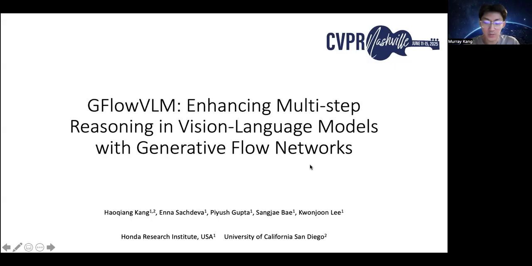Hello everyone, my name is Hao Xiang, and this is my internship project on GFlowVLM: enhancing multi-step reasoning in vision language models with generative flow networks.